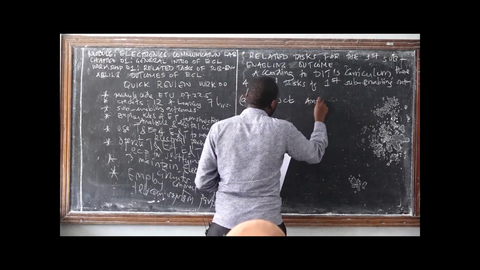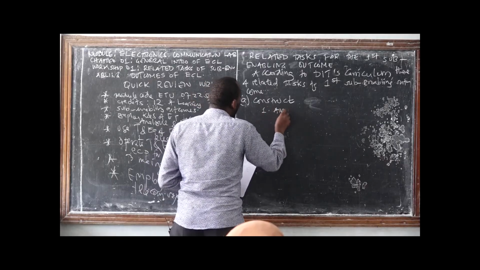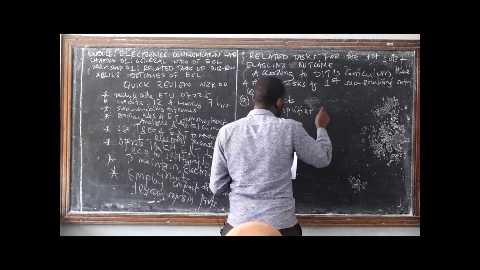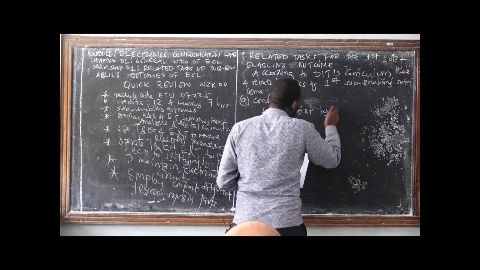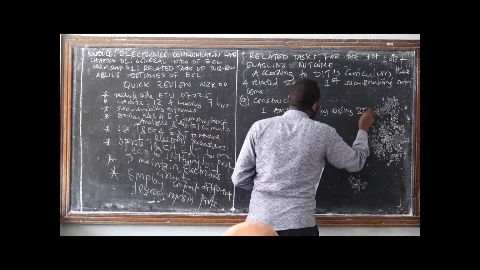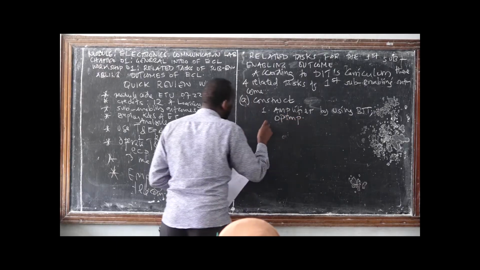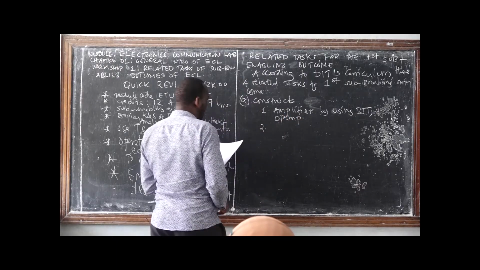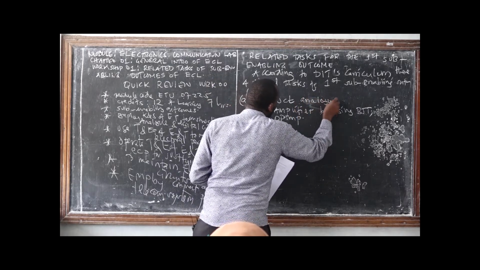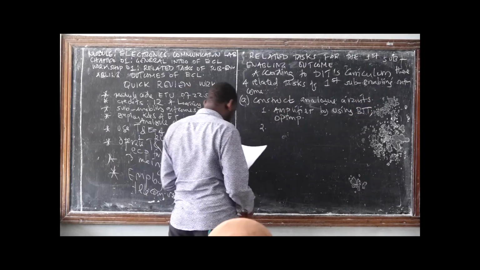Constructing, number 1, it means that a student should be able to construct an amplifier by using bipolar junction transistor or op-amp. A student also should be able to construct, this is about analog, simple analog circuits. Construct the following analog circuits, all of them or some of them.